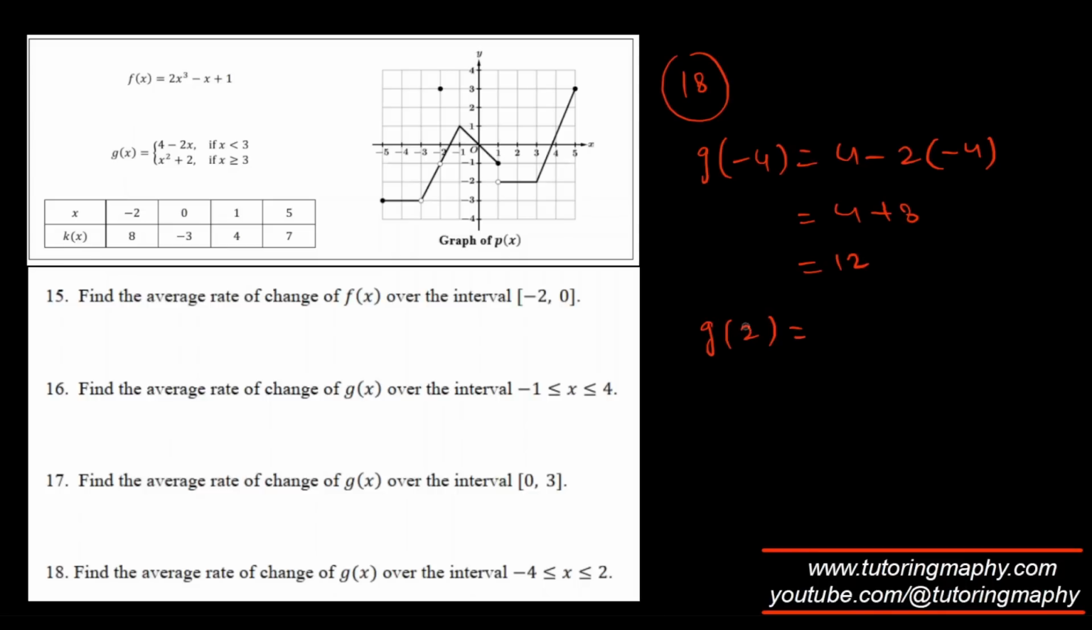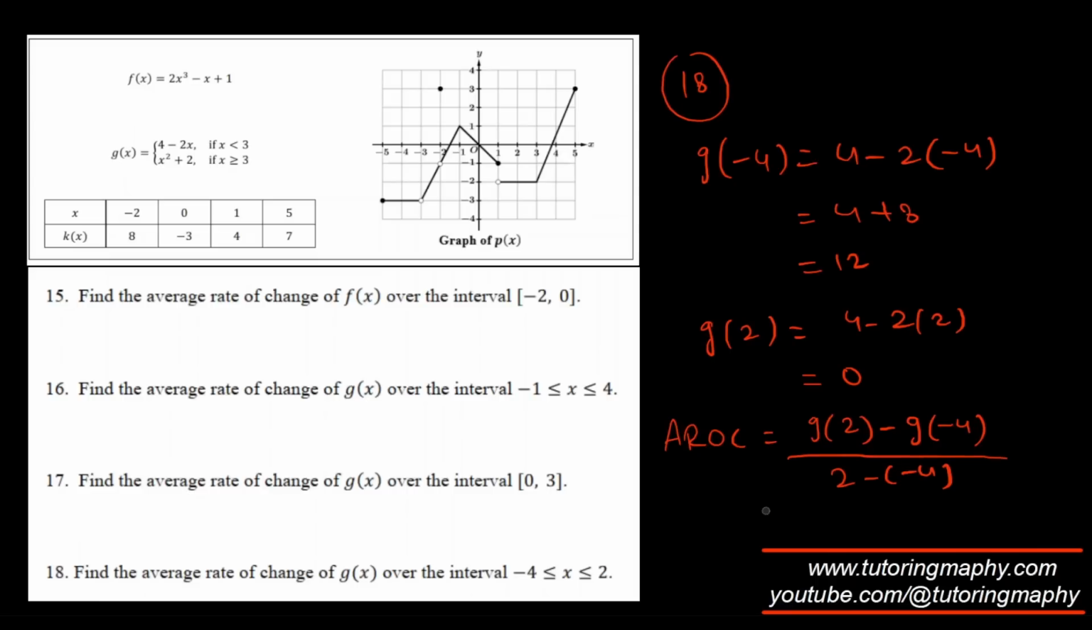And g of 2 is also going to be less than 3, because 2 is less than 3. So both are referring to this function. So 4 minus 2 times 2, which is 4 minus 4, which is just 0. So AROC is going to be g of 2, which is 0, minus g of -4, which is 12, over... I can just write one more step: g of 2 minus g of -4 over 2 minus -4, which is 0 minus 12 over 6, which is -2. All right.